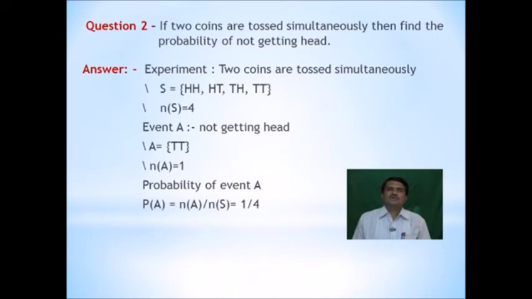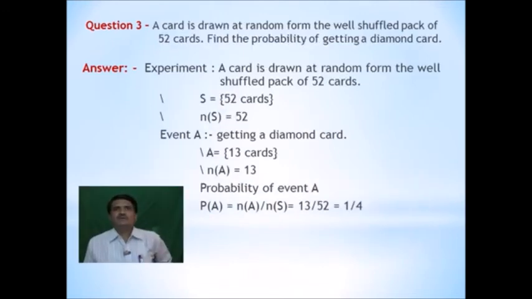Experiment is 2 coins are tossed simultaneously, then S is equal to HH, HT, TH, TT, N of S is 4. Event A is not getting head, so A contains TT, the only one outcome, so N of A is 1, and probability of event A is 1 by 4. Question 3. A card is drawn at random from a well shuffled pack of 52 cards. Find the probability of getting a diamond card. Answer. Experiment is a card is drawn at random from a well shuffled pack of 52 cards. So S consists of 52 cards. N of S is equal to 52.